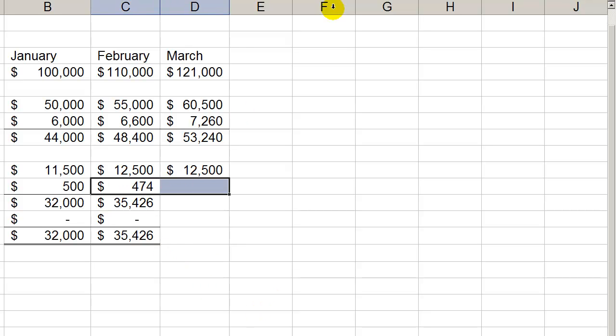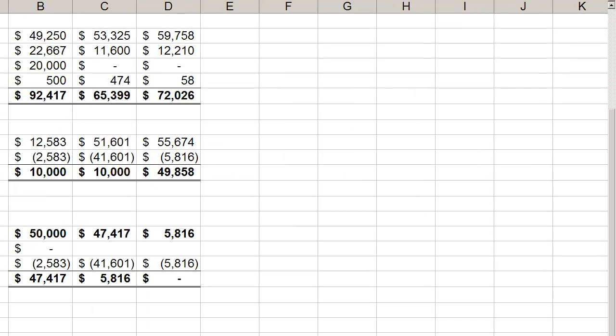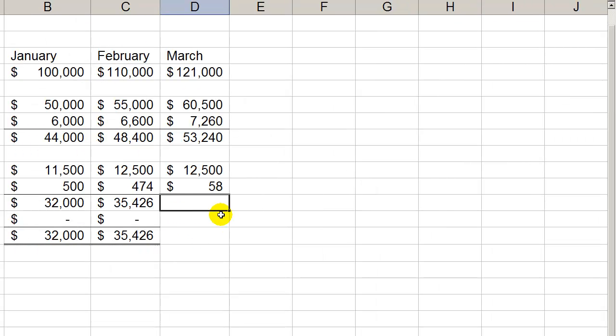Interest expense is equal to 0.01 times your beginning balance of long-term debt. And so, in essence, your totals here are $40,862 as your net income for March.